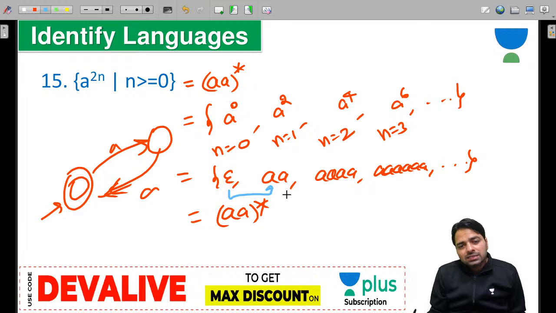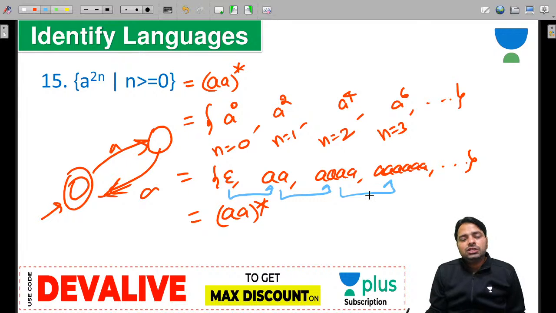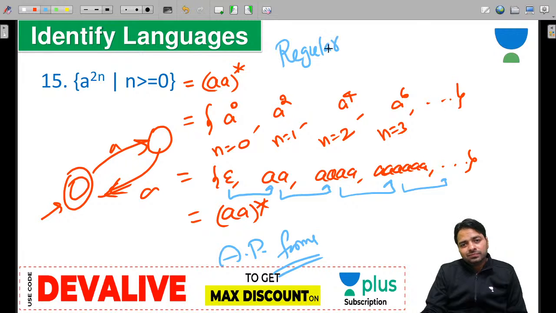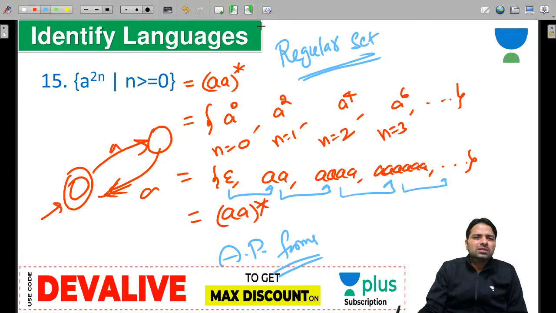How do you know it is forming an AP? Because look at the distance. Every 2 a's concatenation you will get the next string. That means the AP begins. It forms an AP, an arithmetic progression. So it is regular. Regular set, regular language, both are the same words.